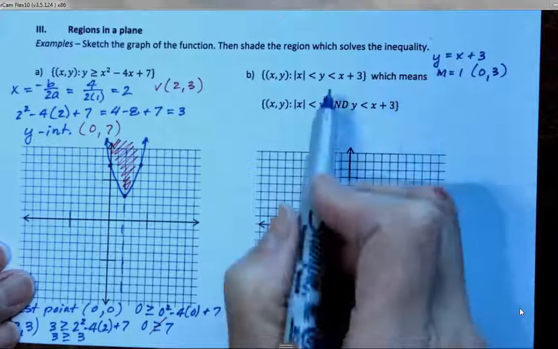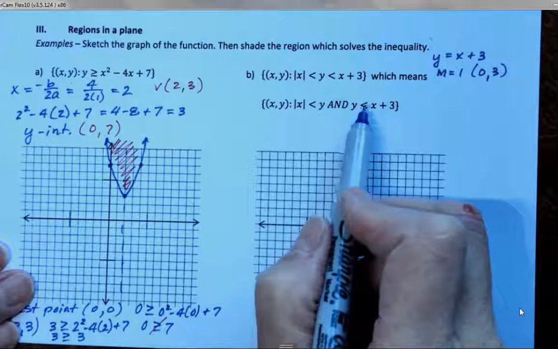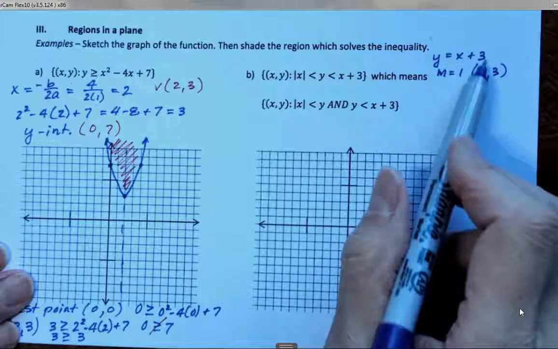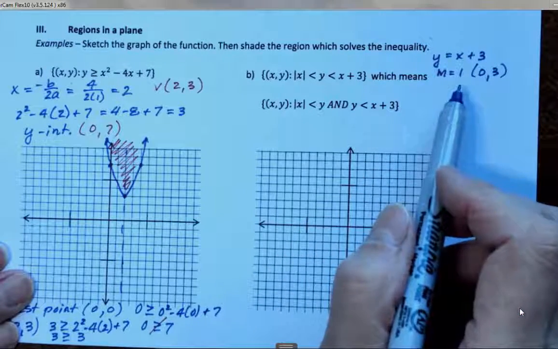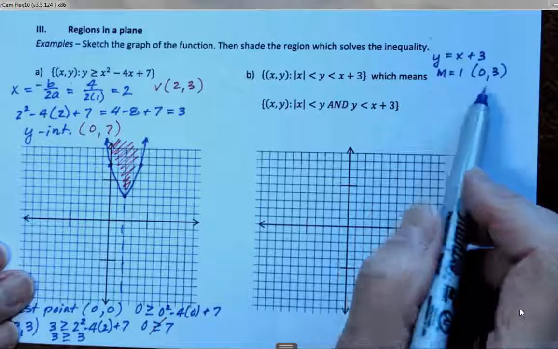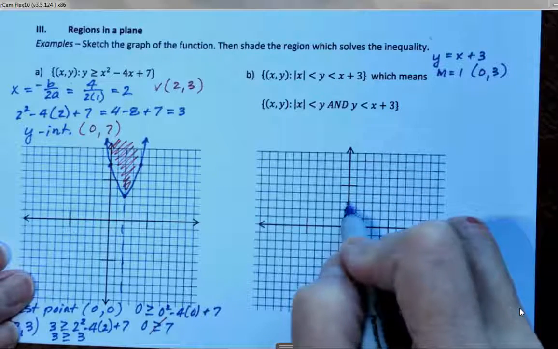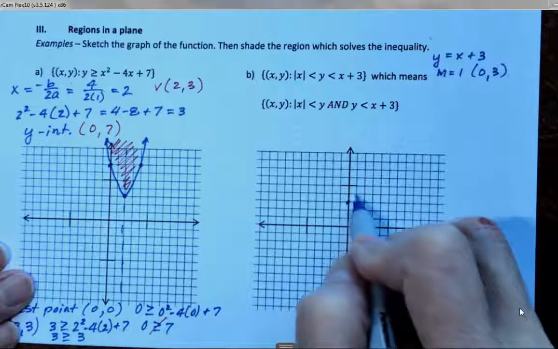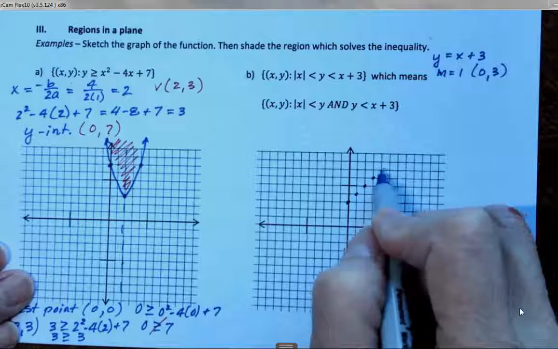And then notice that we have a less than sign. So that means when I go to graph this line, it's going to be a dashed line. So I'm going to go ahead and graph. So I'm going to make 0, 3, and then my slope is up 1, over 1, up 1, over 1. So it's along this line right here.